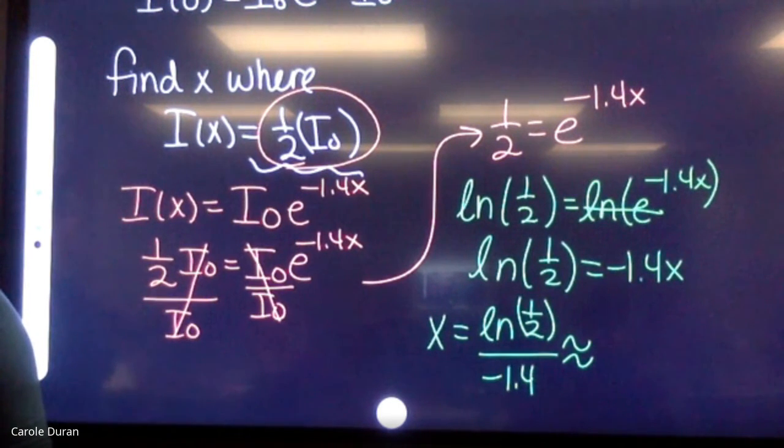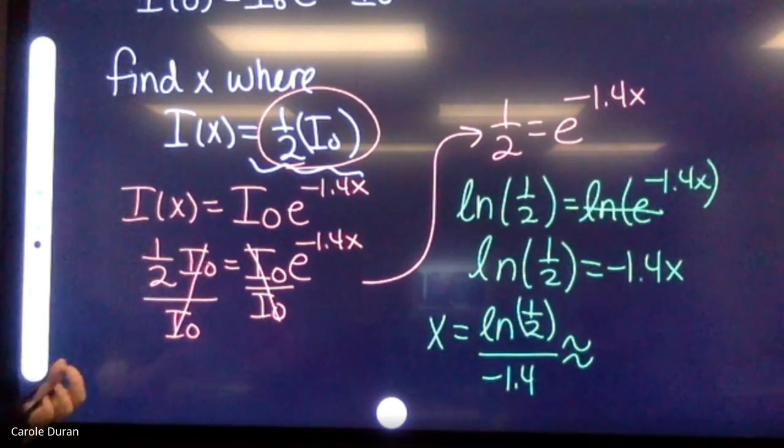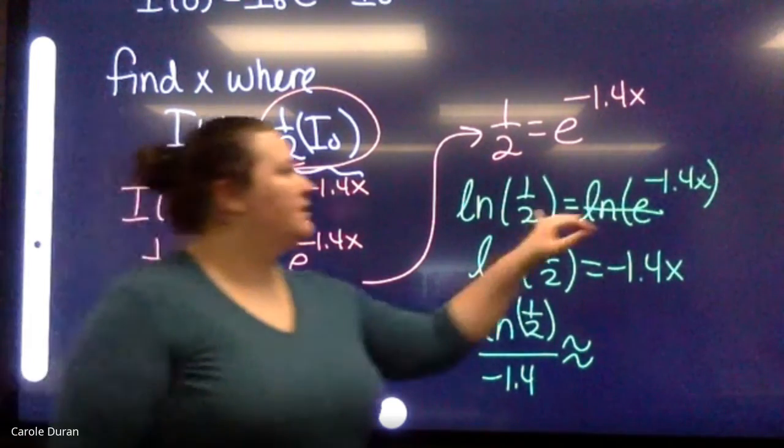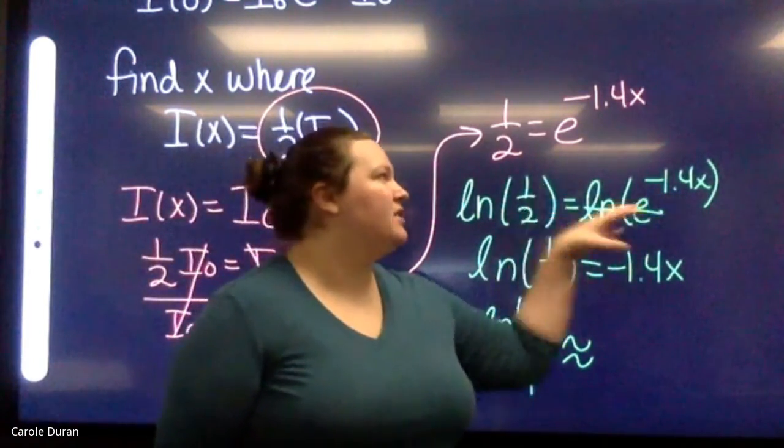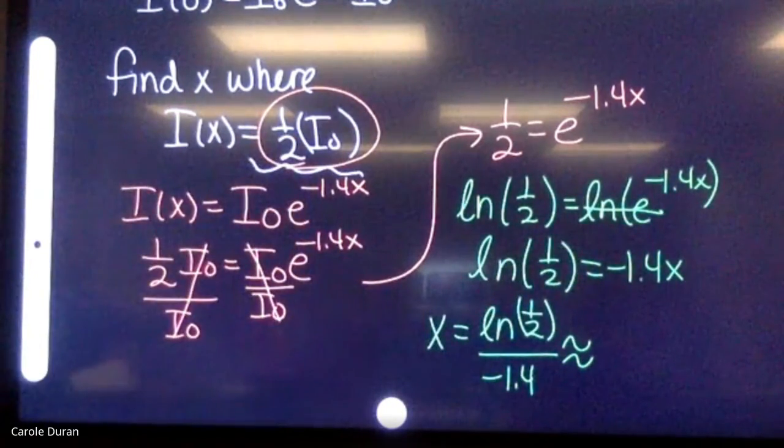Why is the negative 1.4 underneath, rather than in the parentheses of the log? Because it wasn't part of the left-hand side when I took the natural log of the left-hand side. And on the right, the natural log and the e canceled, so I didn't actually take the natural log of anything in the exponent. Everyone okay with that?